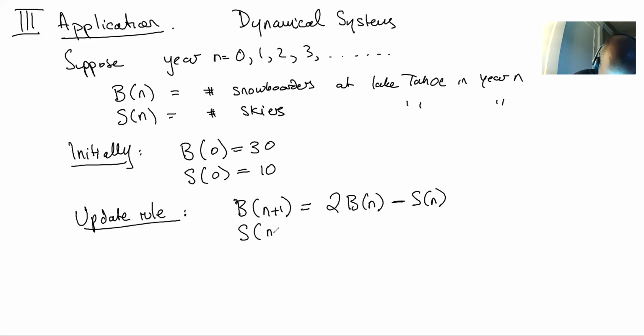And then the number of skiers in year n plus 1 just goes down by half because it was getting less popular at some point. You can probably tell that I'm biased in this case, but anyway. And then let's say half of the snowboarders actually become skiers.